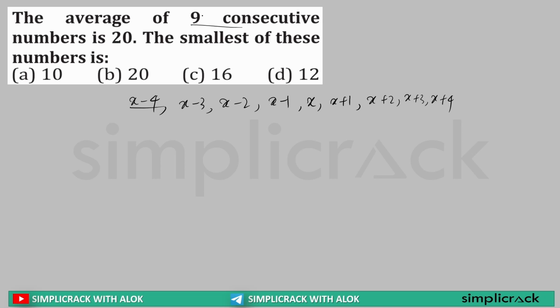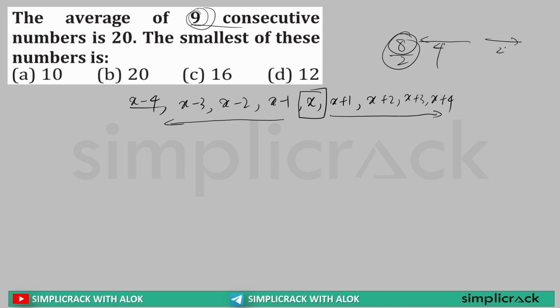See, how many numbers are there? 9 numbers are there. X should be my middle number. So how many numbers are left? 8. So on the left hand side it will go to minus 4, and on the right hand side it will go to plus 4. For an example, if it is 8, then it is completely divided by 2. So in the minus side it will go to 4, and in the plus side it will go to 4. That's all. I do not need anything else. Clear? So this is how you should be figuring out the consecutive numbers.